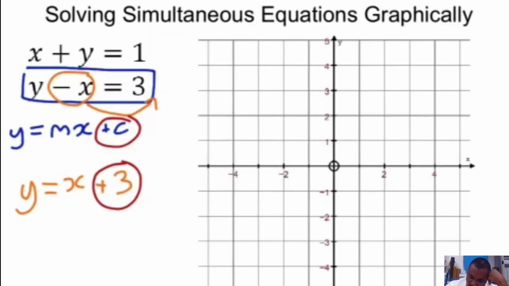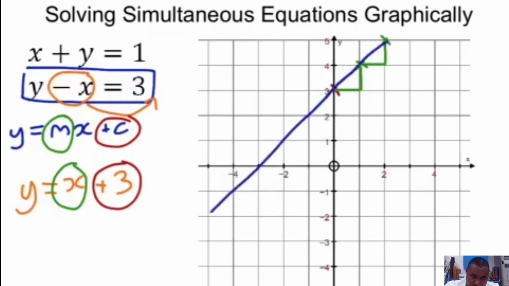So that means it's going to go through this point here on the y-axis at 3, and the m is the gradient or the slope of the line. In this case m is 1, so that means for every 1 we go to the right, we go 1 up, through that point there. And that's going to give us the line that goes through those points and then continues down the diagonal like that. On the next slide we're going to see that line drawn a bit neater.